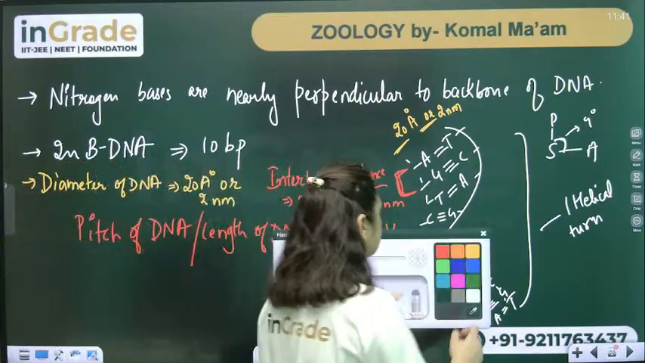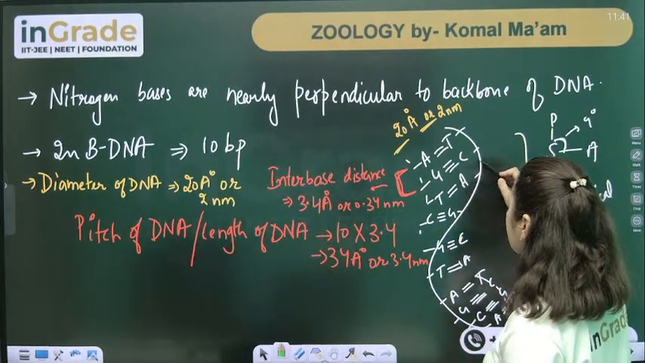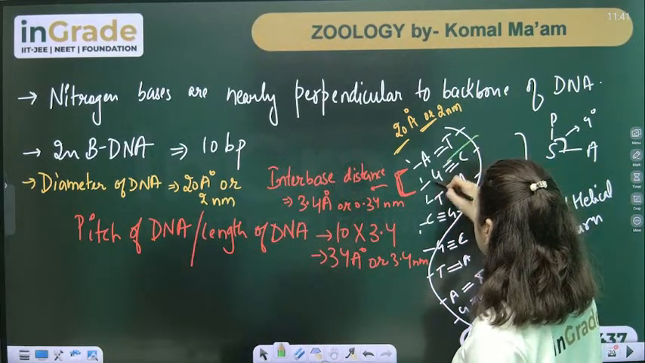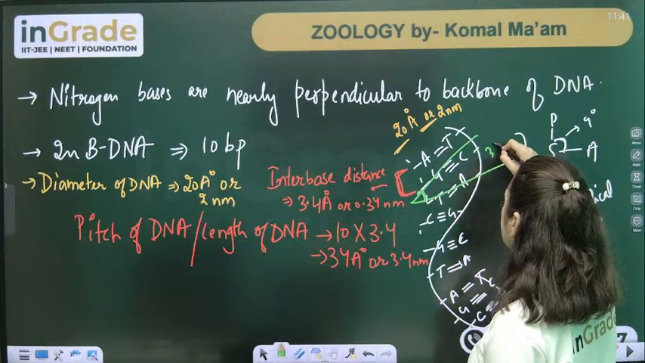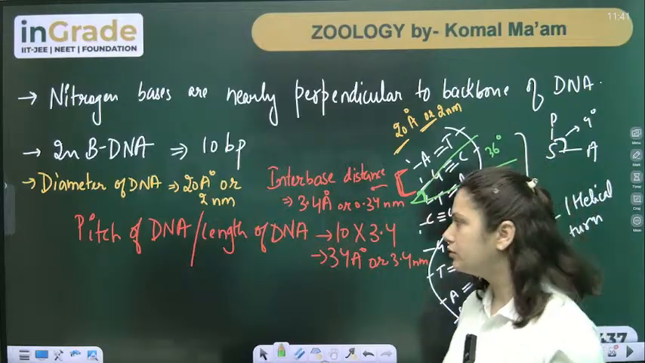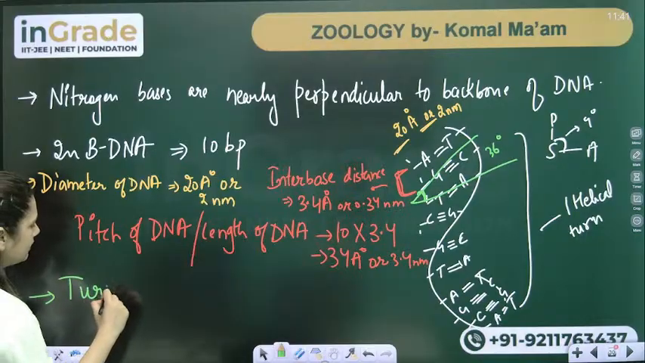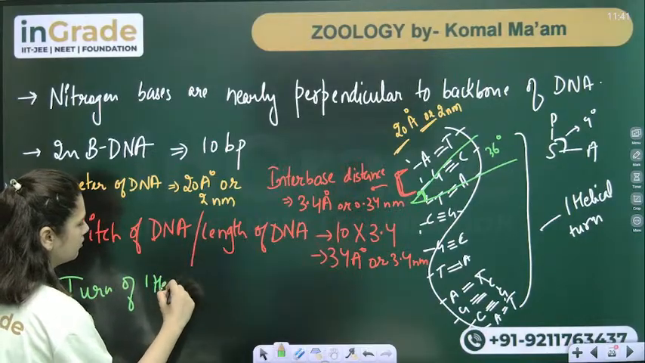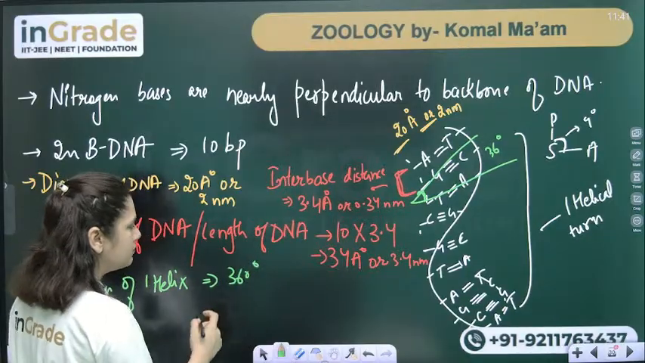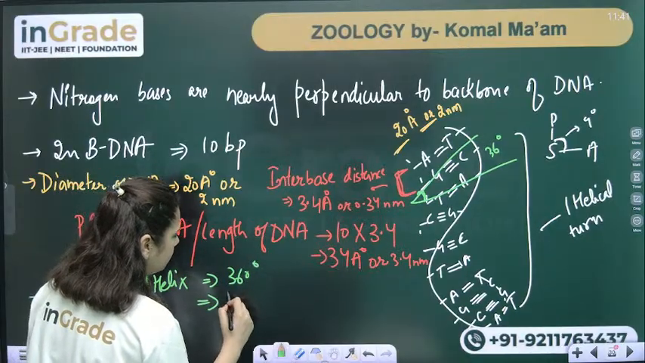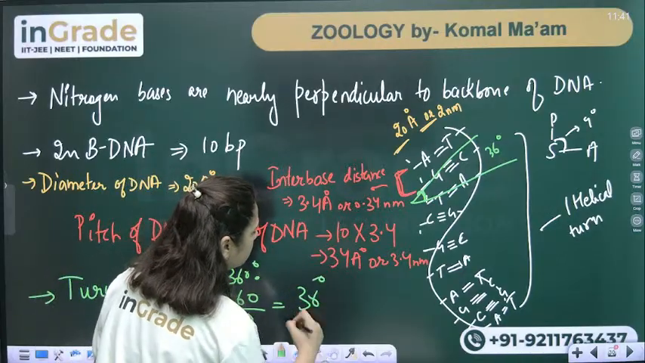Then it also explains the angle between the base pairs. The angle between two base pairs is 36 degree. How is it 36 degree? Because one helical turn is 360 degree, and we have 10 base pairs, so we divide by 10, and it will come up with 36 degrees.